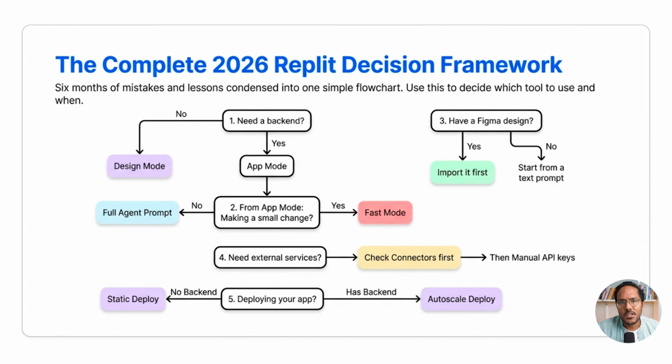So what did you guys learn today? Here's your decision framework for what we covered. If you don't need a backend, use design mode. If you're making a small change, use fast mode. If you have a Figma design, import it first. If you need external services, use connectors first. And if you're deploying your app with a backend, make sure to auto scale. Congratulations, you just compressed 6 months of learning into a 2026 Replit framework.